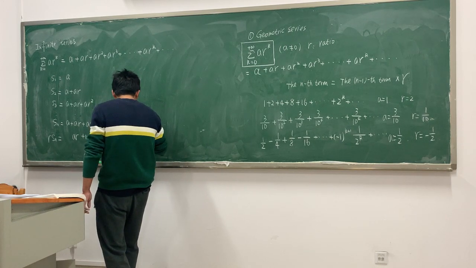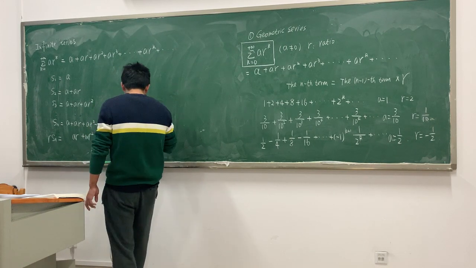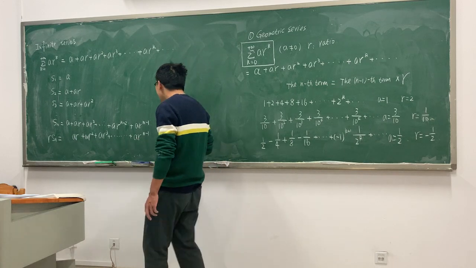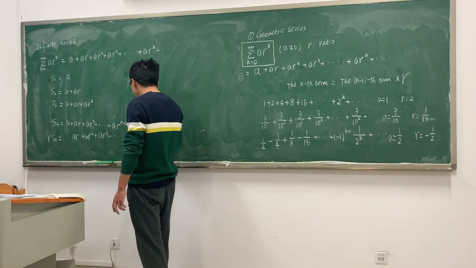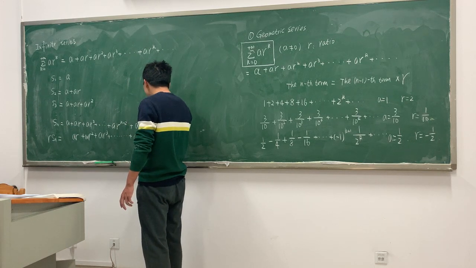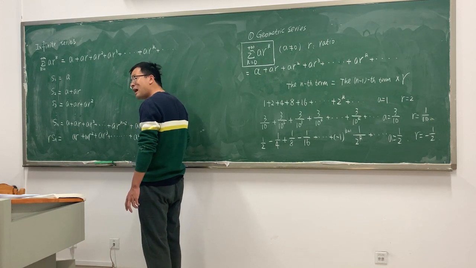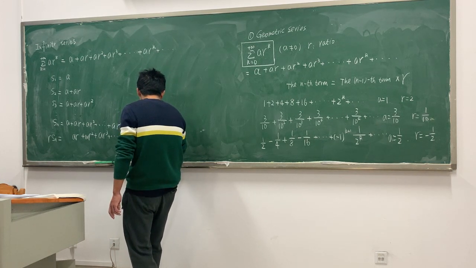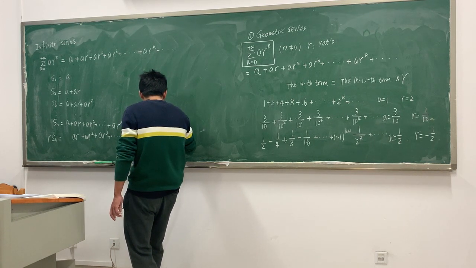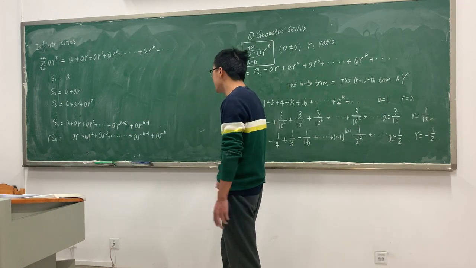Here is AR to the n minus 1 power, and the last term times R. So AR to the n minus 1 power times R is what? AR to the power n. So here should be AR to the nth power.